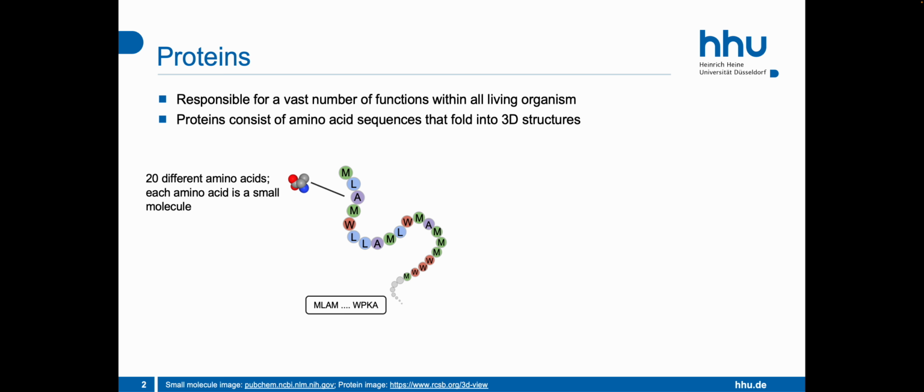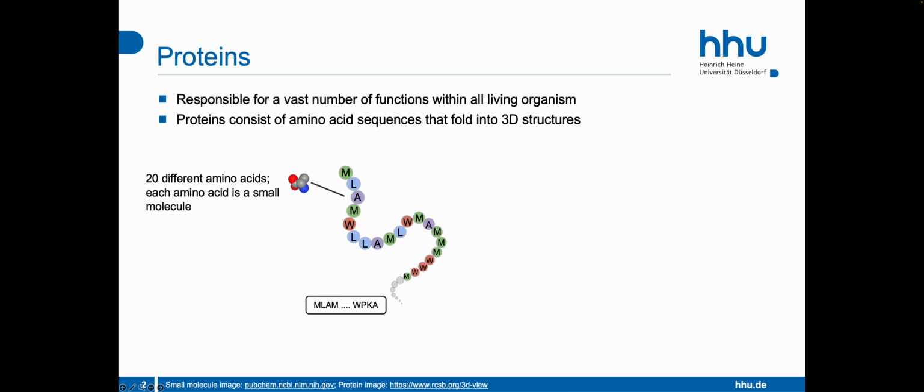There are 20 different amino acids that can be present in such a chain, and each amino acid is a small molecule. On this slide, you can see an example of an amino acid, the amino acid alanine. You can see that the amino acid is made up of different atoms bonded together. Later in this course, we will have a more detailed look at what small molecules are and how the different atoms are linked together, but for now, you just need to know that amino acids are small molecules.